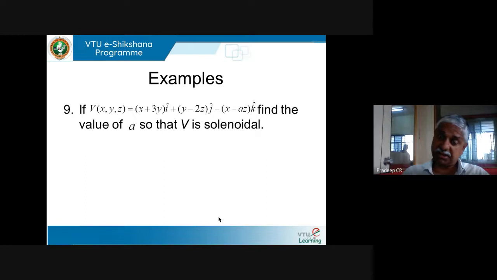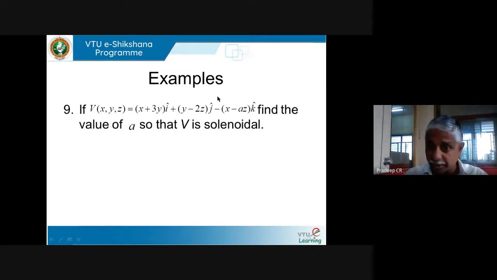They could ask a twisted question like this: I'm giving you a vector field, but not really, because there is a constant term A here, whose value I don't know. X plus 3Y i plus Y minus 2Z j minus X minus AZ k. So V1 is this, V2 is this, V3 is this. I know V1 and V2, there are no unknowns there, but V3 has an unknown. I want to find what should be the value of A such that this is solenoidal. So let us break up the problem.